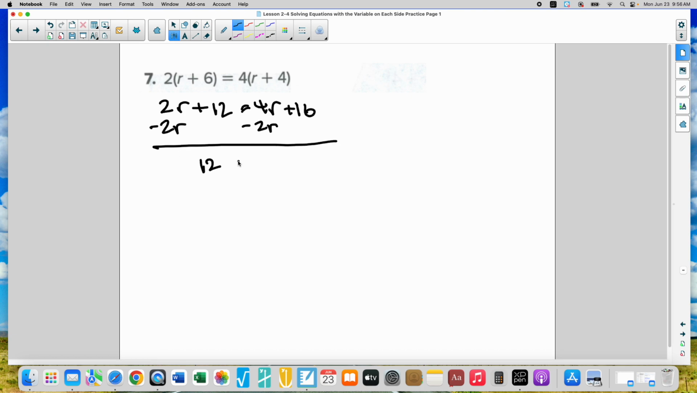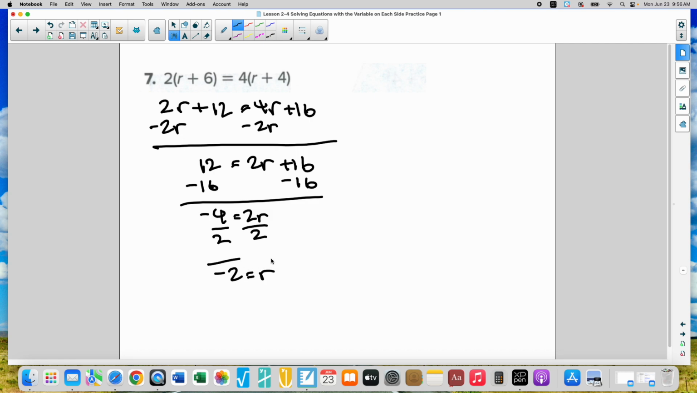You get 12 equals 2r plus 16. We're going to now move the constants. That's -4 equals 2r. Divide by 2. -2 equals r. So distribution. Now, just to let you know, there is another tricky way you could have done this.